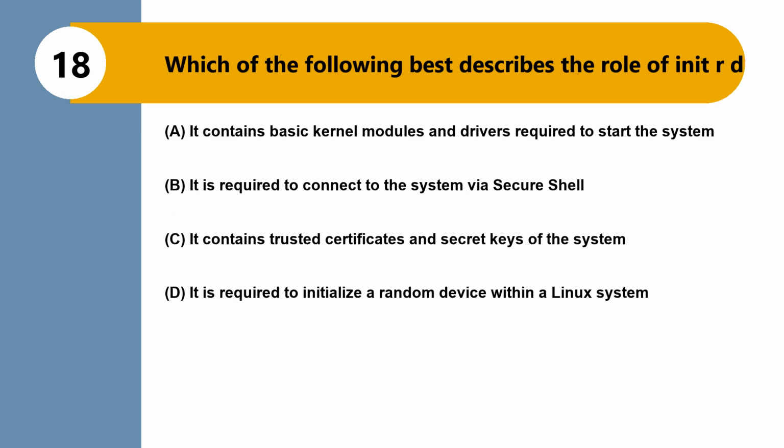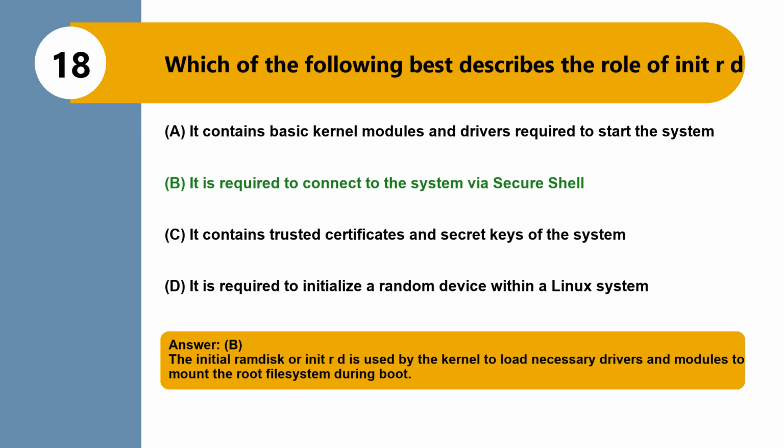Question 18. Which of the following best describes the role of initrd? Option A. It contains basic kernel modules and drivers required to start the system. Option B. It is required to connect to the system via secure shell. Option C. It contains trusted certificates and secret keys of the system. Option D. It is required to initialize a random device within a Linux system. The correct answer is option B. It is required to connect to the system via secure shell. The initial RAM disk or initrd is used by the kernel to load necessary drivers and modules to mount the root file system during boot.